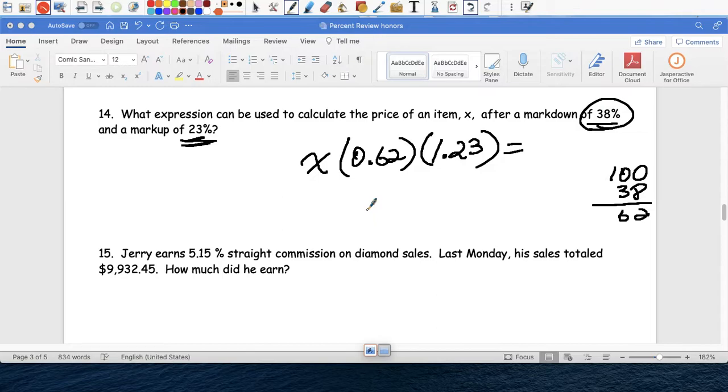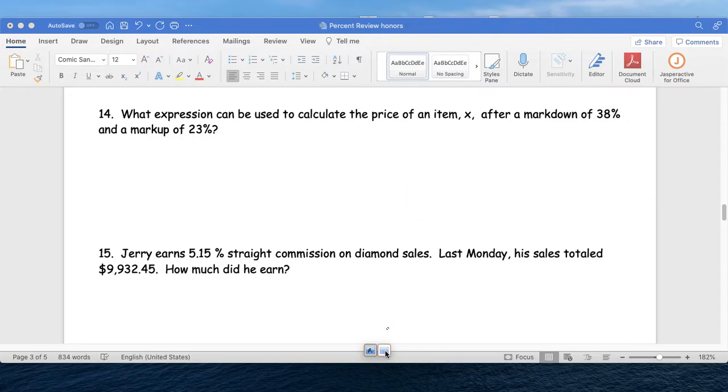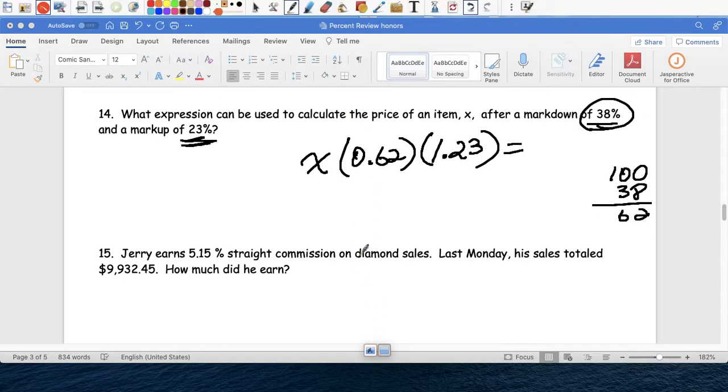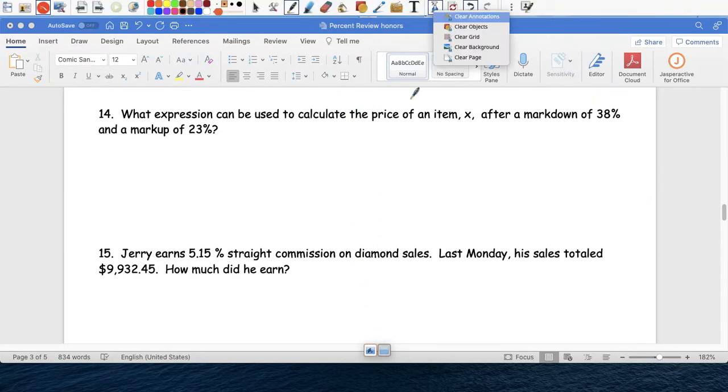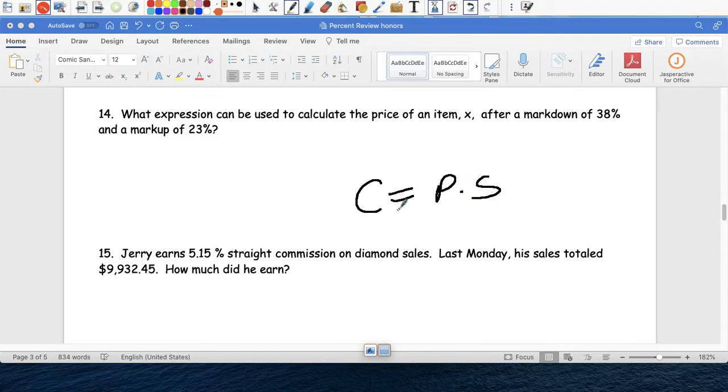15. Jerry earns straight commission on diamond sales. So again, it's a commission problem. So let's just write C equals percent times sales. Straight commission means there's no base salary. So if he sells, he makes money. If he doesn't sell, he earns nothing. Commission is the percent, 0.0515. How much in sales? $9,932.45. So he sells diamonds for you.